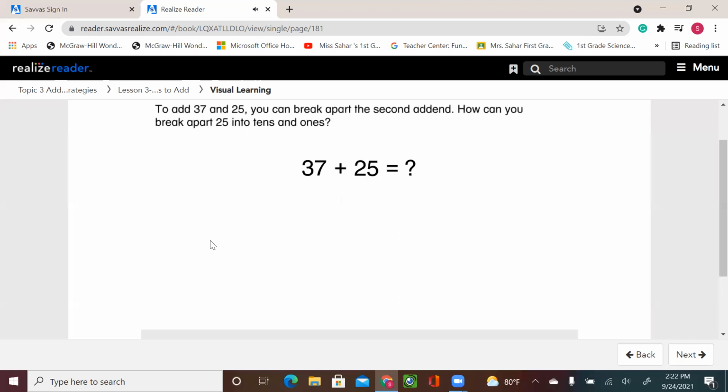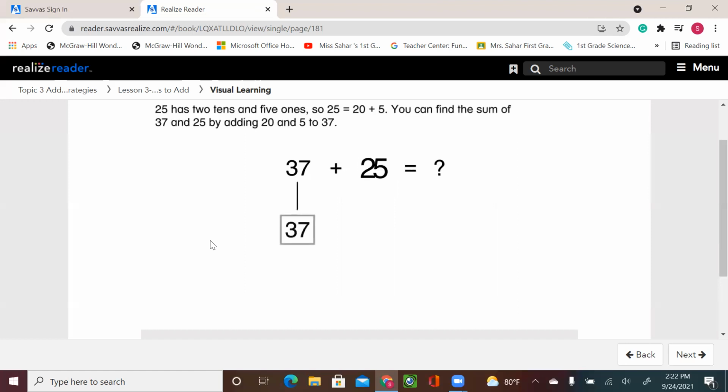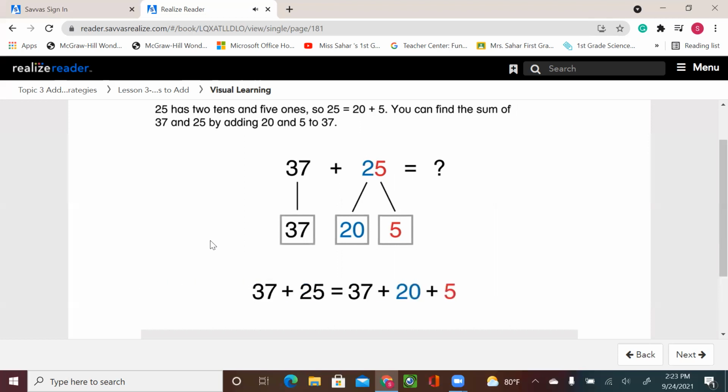To add 37 and 25, you can break apart the second addend. How can you break apart 25 into tens and ones? 25 has 2 tens and 5 ones, so 25 equals 20 plus 5. You can find the sum of 37 and 25 by adding 20 and 5 to 37.